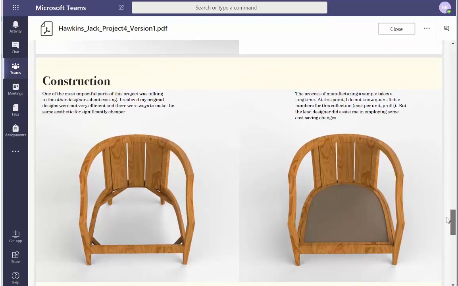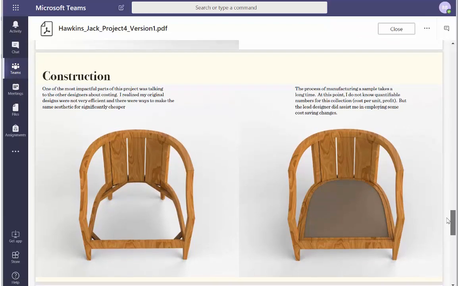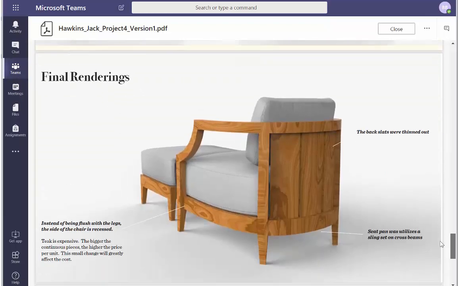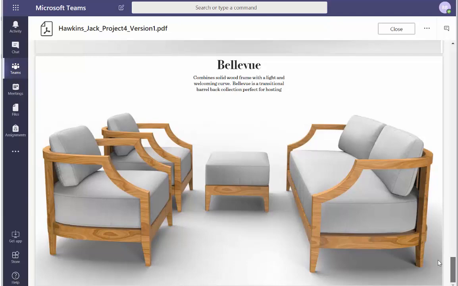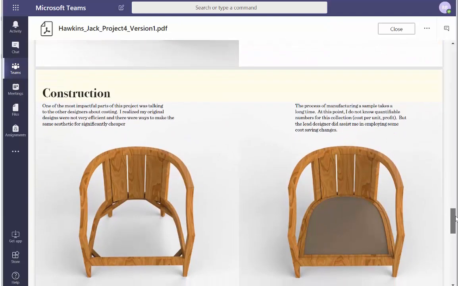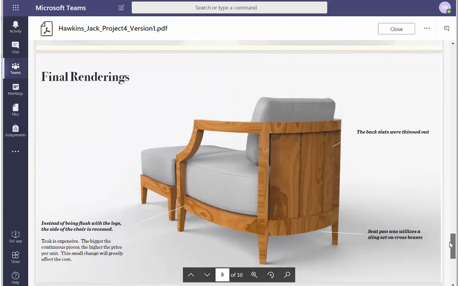Needs a little bit of text here. Construction. I'm hesitating to call it construction because everything's CAD'd, so let's not call it construction. Maybe detail development. Mass manufacturing prep, something like that. So what are the cost saving changes? I don't know. You've got to tell me.